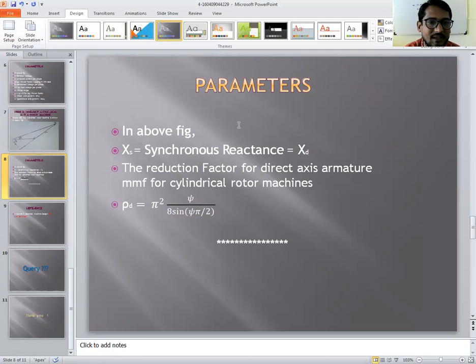In this phasor diagram, Xs is the synchronous reactance, and Xd is the reduction factor for the direct axis armature MMF for the cylindrical rotor machine. Therefore, rho d equals pi squared upon psi upon 8 sin psi pi upon 2. This is the procedure to determine Xd and Xq. In the next lecture, we will discuss the phasor diagram of the salient pole generator and the calculation of voltage regulation.